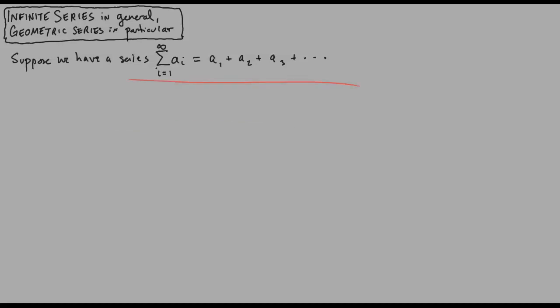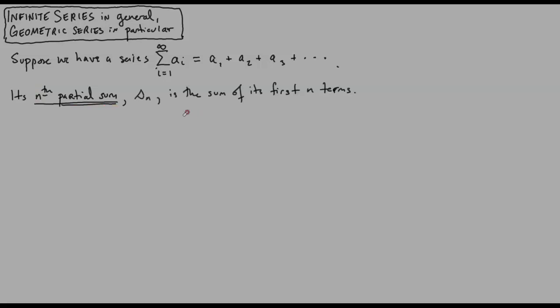In particular, given a series like this, its nth partial sum, which we usually denote s sub n, is defined as the sum of its first n terms. So it's just an ordinary finite sum. Or in symbols, S_n, the nth partial sum, is the sum of the first n terms, as i runs from 1 to n. And here too, if you like, you could always write that out, like so, stopping at a sub n, unlike the full sum, the infinite series, which just goes on forever.